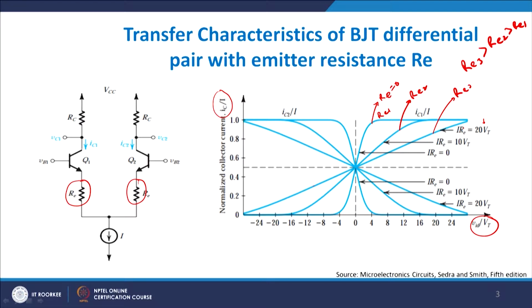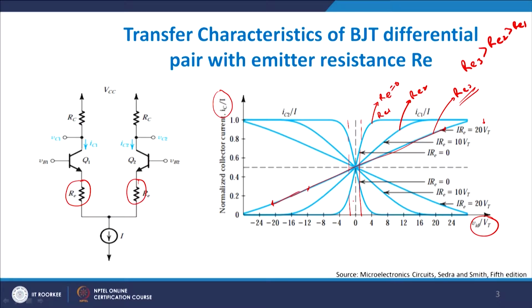Look at the point that when your Re is largest, your linear region is extending from maybe this point to a larger extent, right. So, your linear region is extending. So, you can play with this for a large linear region, whereas when you make Re equal to 0, your linear region is very small, maybe just small around, as I discussed in the previous slide.